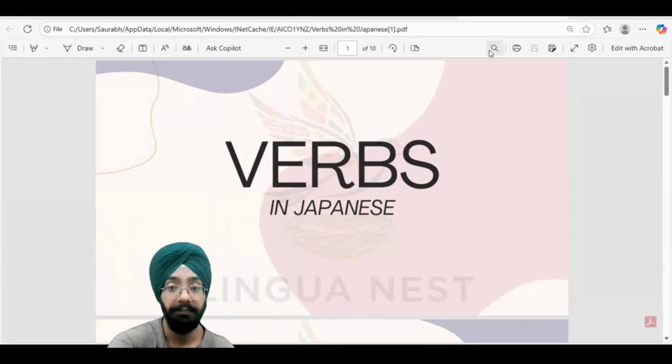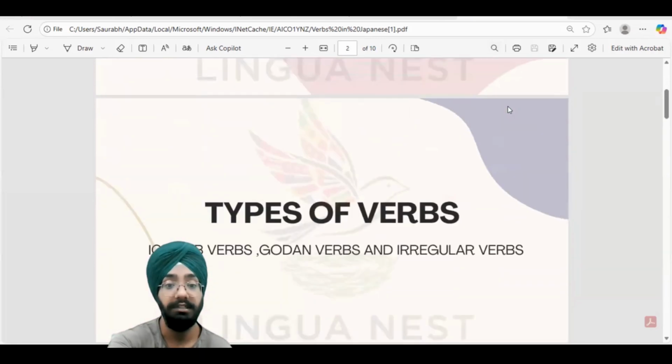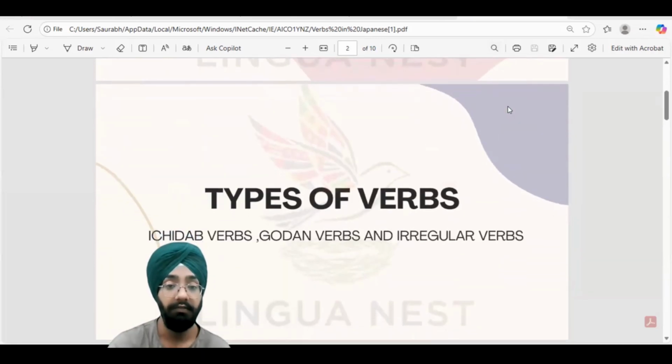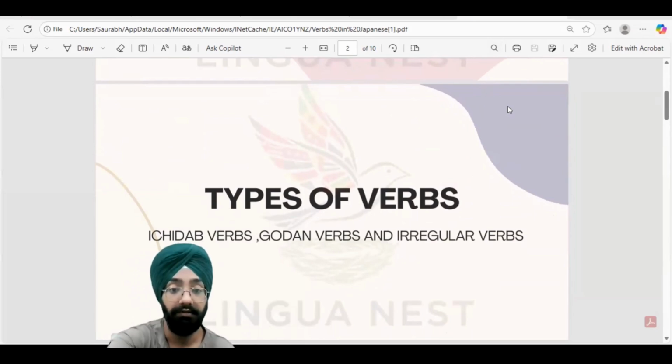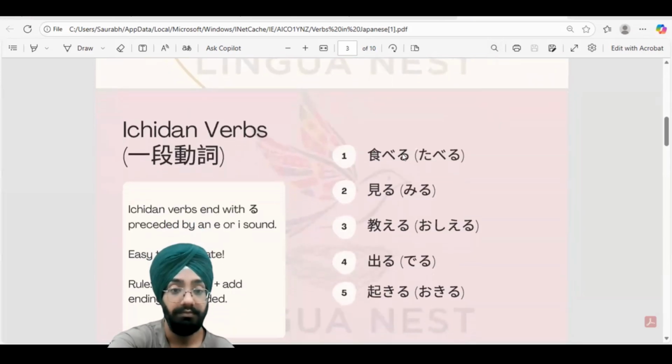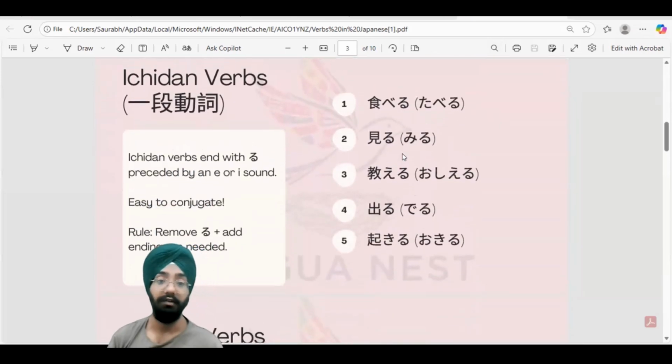So basically, there are three types of verbs in Japanese: Ichidan verbs, Godan verbs, and irregular verbs. Let's start with the first type. The first type of verbs are Ichidan verbs.